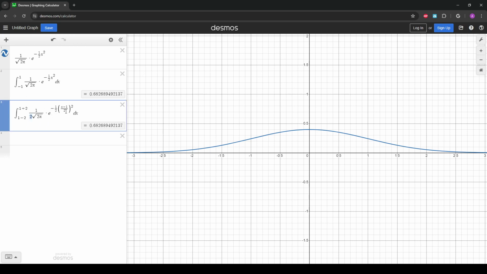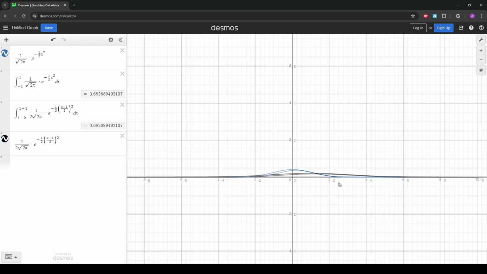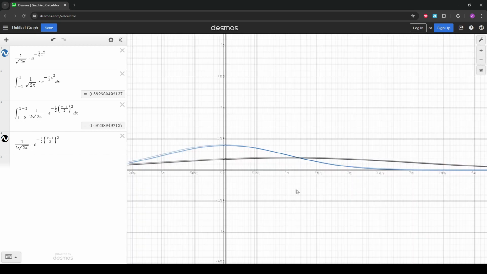You can see the 2 is there, and as well in the denominator here. And instead of being centered at 0, this is centered at 1. If I wanted to graph this, I could take this piece out, and I could graph it here. And so here, this one is a little bit more spread out because the standard deviation is higher, and it's centered at 1.